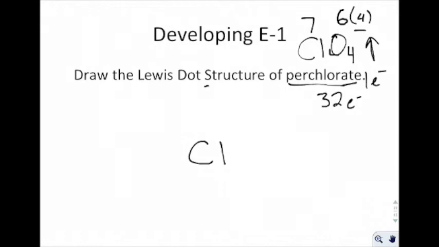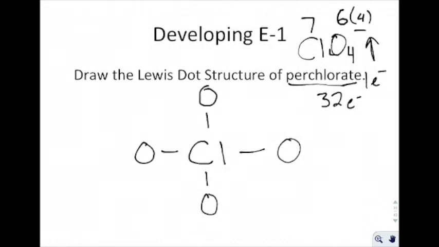So the first thing that I need to do is surround the central atom with the other atoms and bond them together. When I bond them together, I had 32 available electrons, but I just used 8, 2 for each bond. So now I have 24 available electrons. Chlorine doesn't need any more electrons because it's satisfied by the octet rule. Each oxygen thinks that it has 2 electrons, so it needs 6 more. There are 4 different oxygens, so I need a total of 24 electrons.